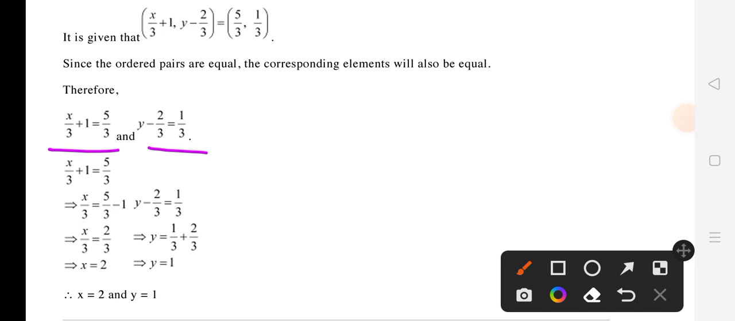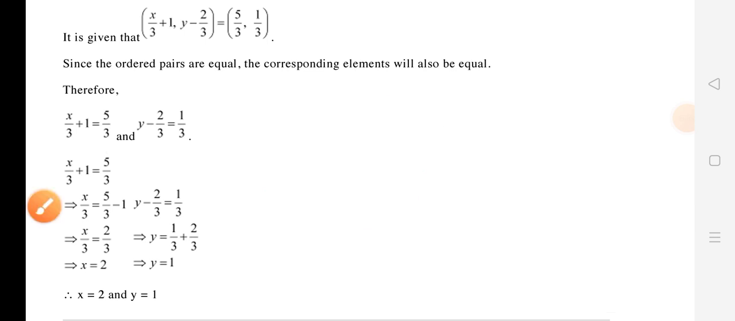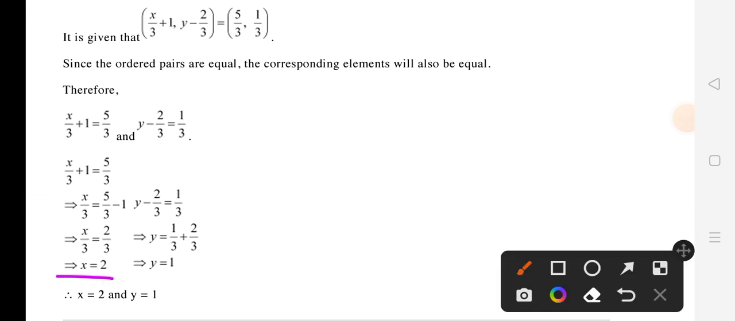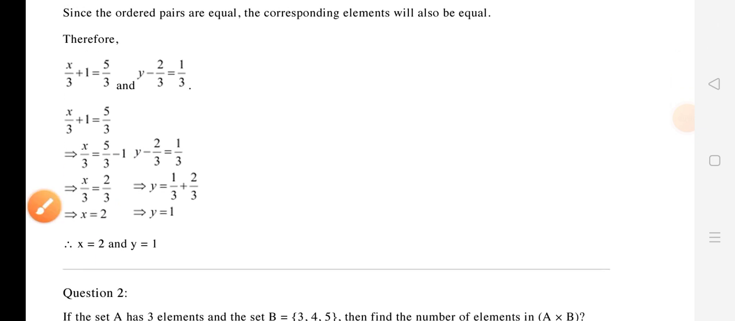So simply, x/3 + 1 is equal to 5/3. Then x/3 is equal to 5/3 minus 1, and after solving we get the value of x. You can look, x is equal to 2. In the same way, y - 2/3 is equal to 1/3, so y equals 1/3 plus 2/3, and after solving y equals 1. So the value of x equals 2 and y equals 1.